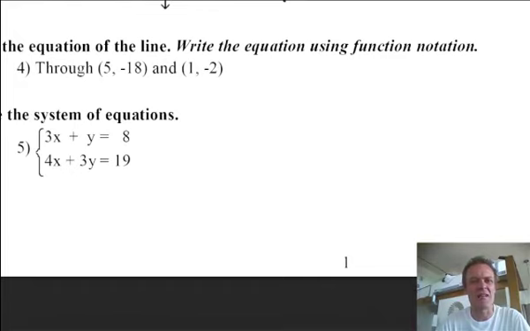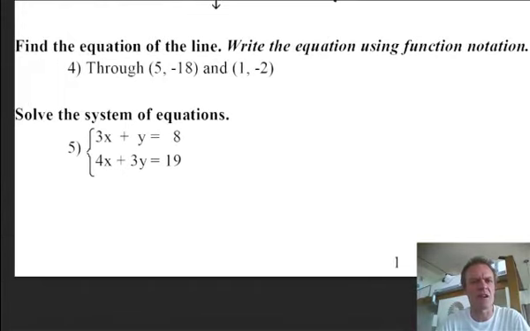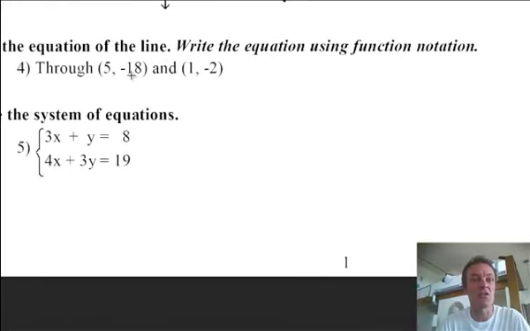Right, find the equation of the line between these 2 points. Now, when you're looking for the equation of the line, you need a point and a slope. So let's have a look at this. We've got a couple of points, but we don't have the slope.